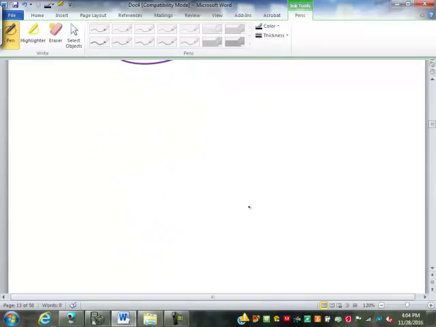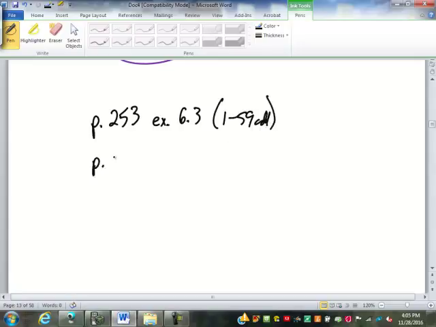Okay, let's give you guys something to work on here in the book. Page 253, exercise 6.3, 1 through 59, the odd. And page 258, exercise 6.4, 1 through 25, the odd.